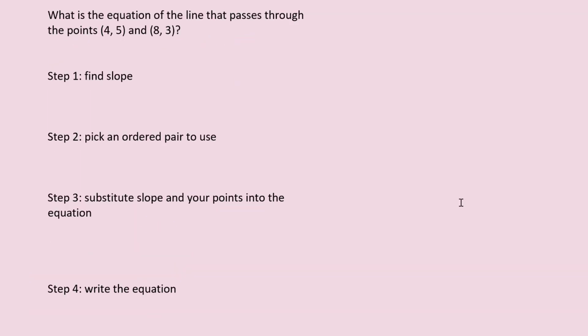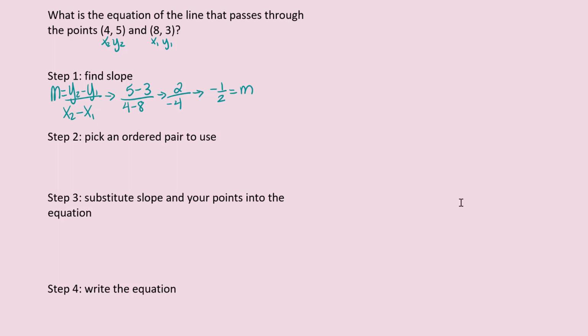Alright, so what is the equation of the line that passes through the points (4, 5) and (8, 3)? So again, we first need to find the slope, and this time I'm going to write my points in the reverse order. Because why not? So that gives me (5 minus 3) over (4 minus 8). 5 minus 3 is 2. 4 minus 8 is negative 4. 2 and negative 4 can both be reduced. So this gives me negative 1/2.